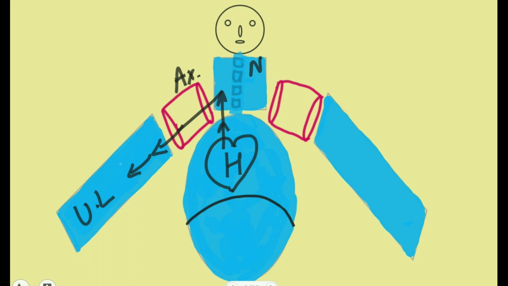Likewise, we will get veins from the upper limb. Veins have to come out of the upper limb. They will reach the neck area first, passing through the axilla, and from the neck they will move back to the heart, the right side of the heart. This was about arteries and veins.